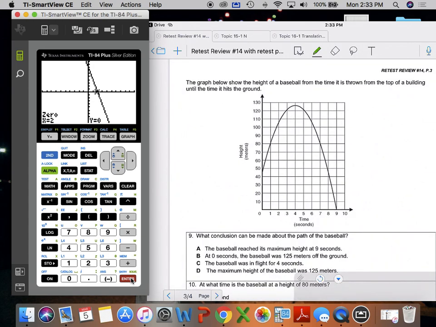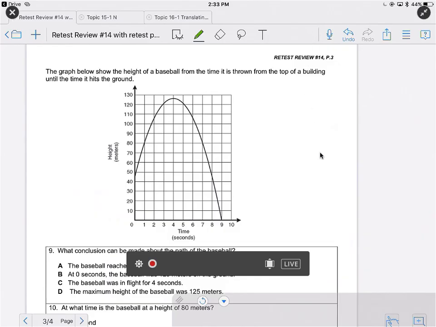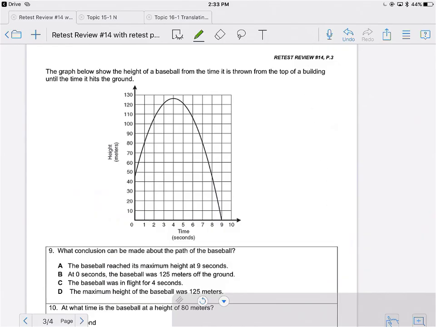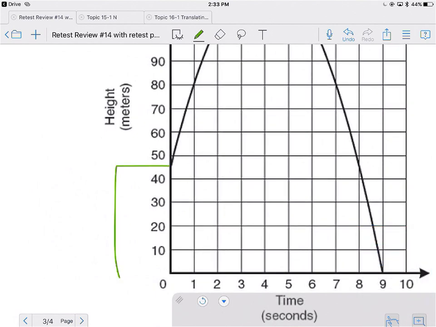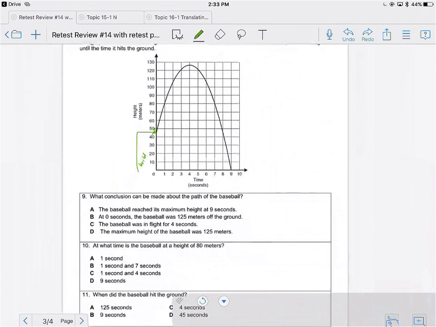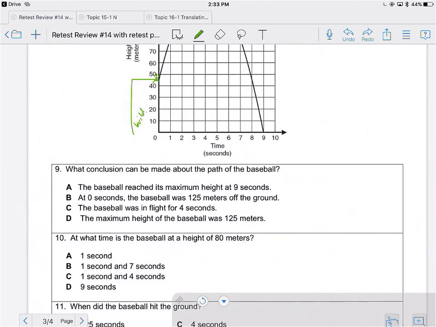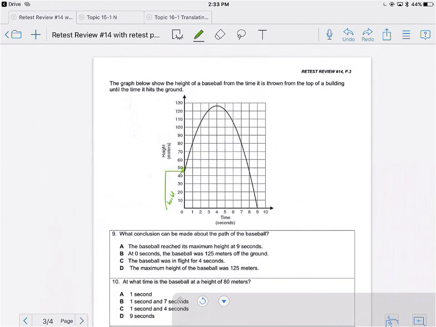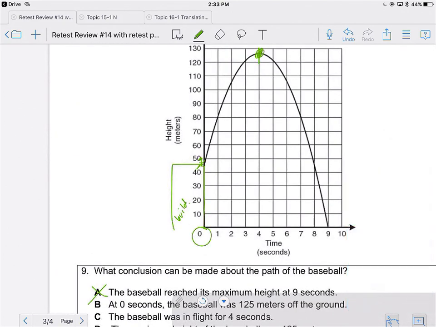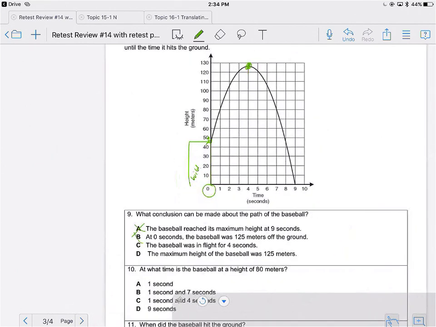This one is asking us to use this graph to talk about a baseball that is being thrown from the top of the building. So basically we have a building here that is not drawn. Someone's standing here, and they throw the baseball really, really high. Okay, so the path of the baseball, it reached its maximum height at 9 seconds. So the maximum is our vertex, which is 125, so that is not 9. At 0 seconds, the ball was 125 meters off the ground. So when time is 0, 125, no, it's at like 45.